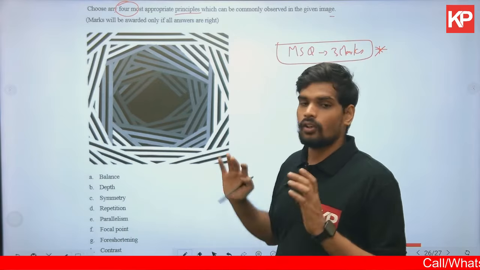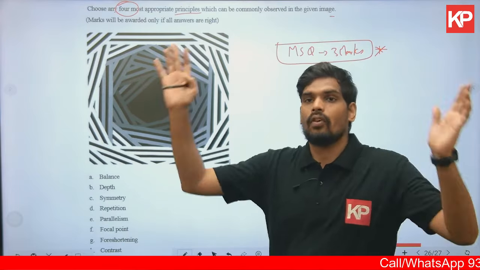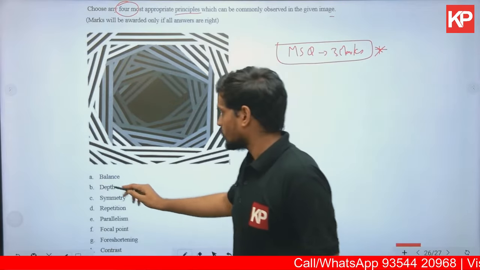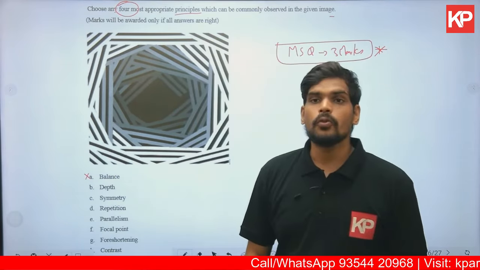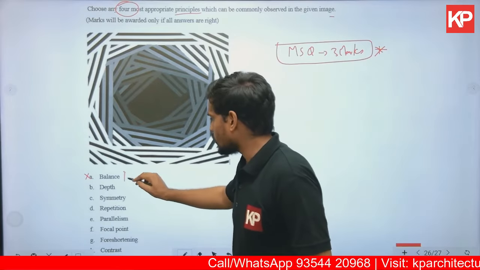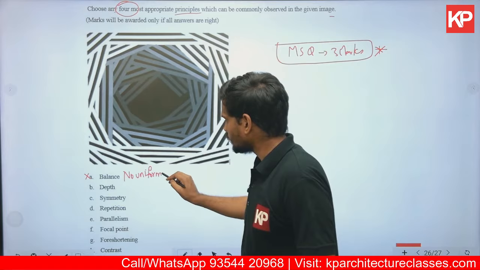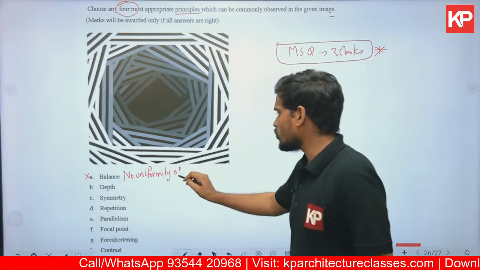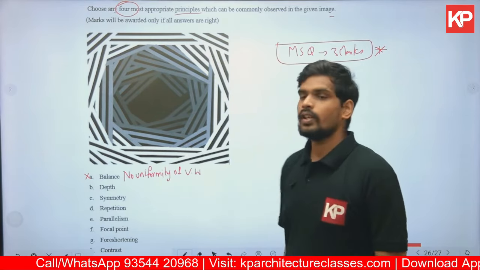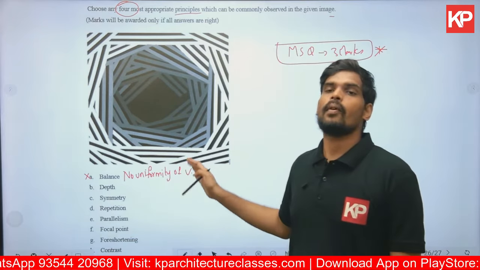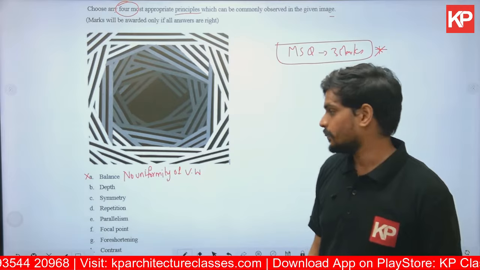No, obviously there is a lot of weight in the center. There is no uniformity throughout, right? There is more weight in the center, less weight in the outer part. So there is no balance in this. Why no balance? Because there is no uniformity of what? Of visual weight. Maintain a notes also. Explanation: no uniformity of visual weight, so there is no balance in this picture.